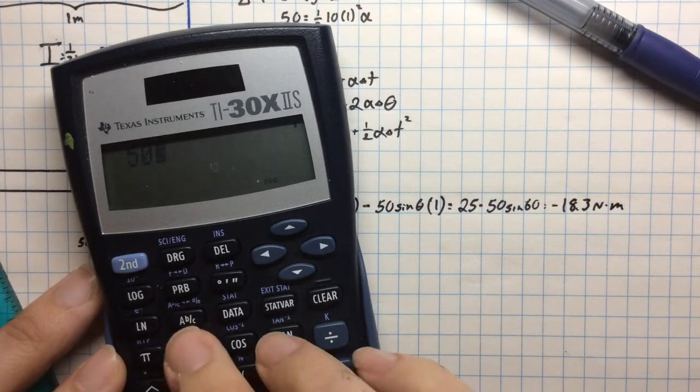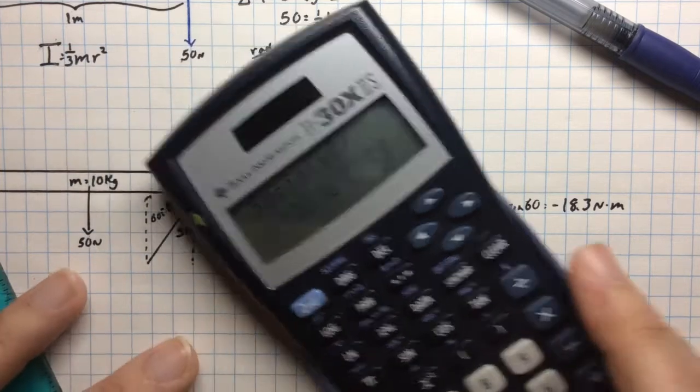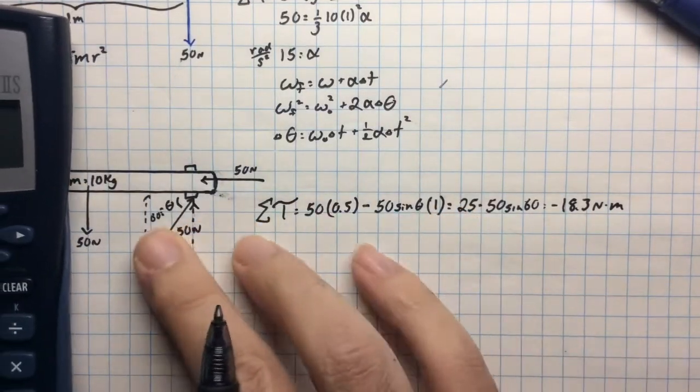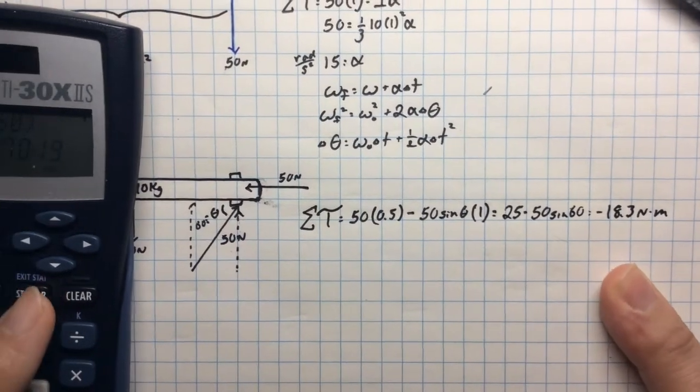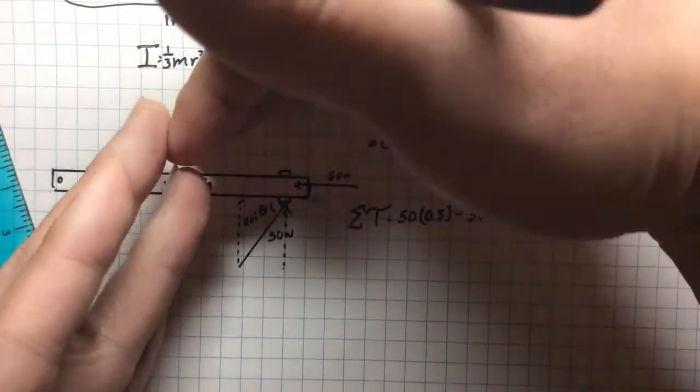Okay, 50 sine of 60. Yeah, so we got a good portion of that actually providing torque. It's going to beat out the 25 Newton meters from the middle force. So which way do we rotate? Negative 18.3, we called this way to be positive, so we're actually going to rotate this way.